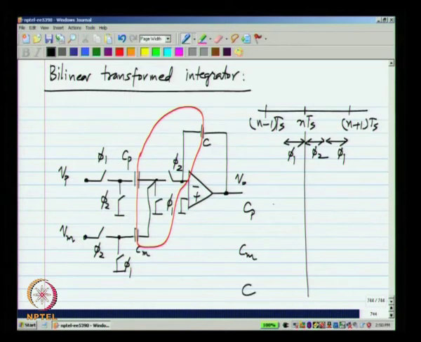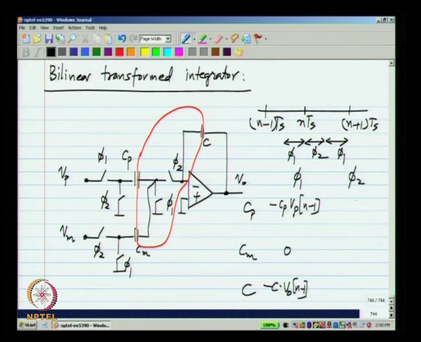Cp will have minus Cp times Vp, that is the charge on this particular plate, and Cm will have 0 and C will have minus C times Vo of n minus 1. This is also by the way minus Cp Vp of n minus 1. Okay. So, that is the charge in phi 1, and in phi 2 this will have 0, this will have minus Cm Vm of n, and this will have minus C V naught of n.